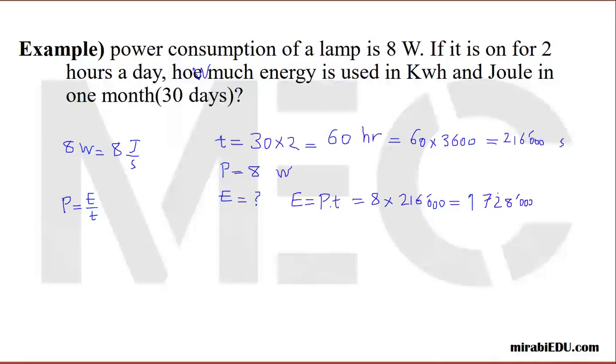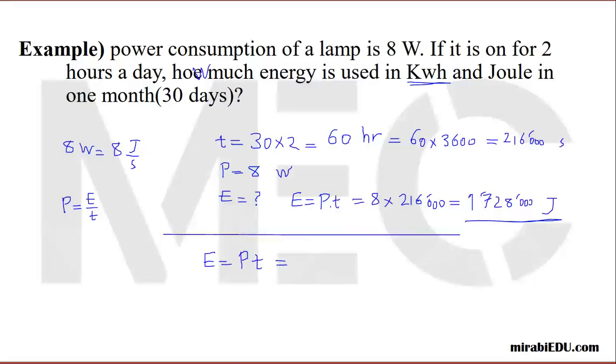1,728,000 joule. As you see, the joule is a small unit. So the amount of energy used is 1,728,000 joule. Let's calculate it into another unit, which is kilowatt hour. So let me draw a line to separate the solution. Now I apply another unit.